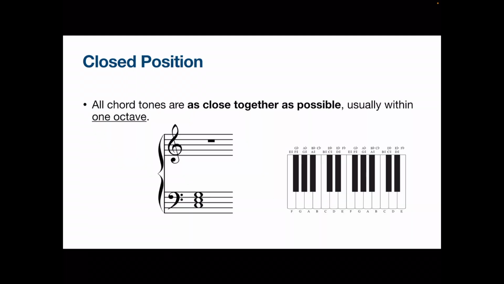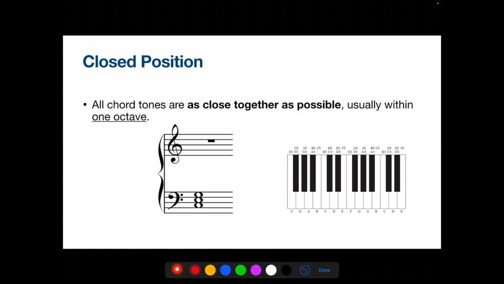So first, let's talk about what a closed position is. A closed position means that all the chord tones in the chord are as close together as possible, usually within 1 octave. What you see right here is C, E, and G. If you play that on the piano, we'll have C, E, and G, and that would sound like this, a C major chord.